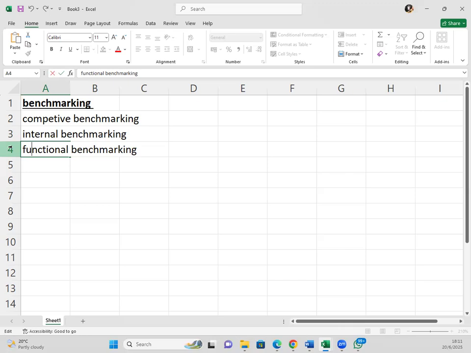Then the last one that we were given was strategic benchmarking. So if it's strategic benchmarking, let's have it down. Let's have the strategic benchmarking. So strategic benchmarking.